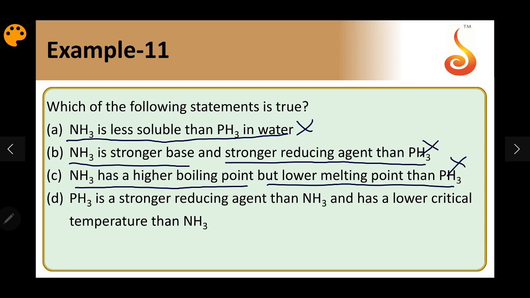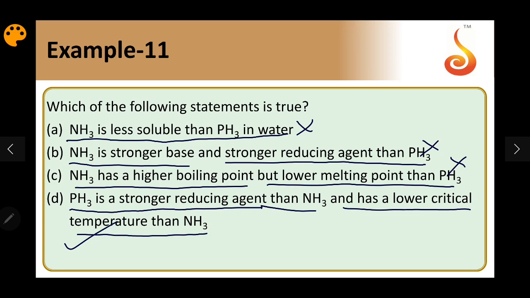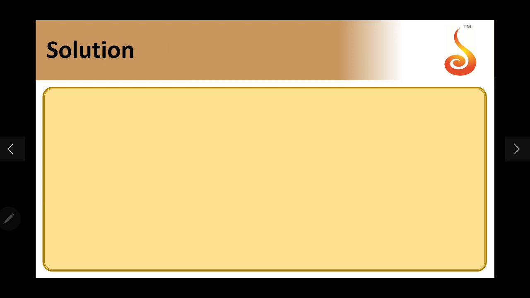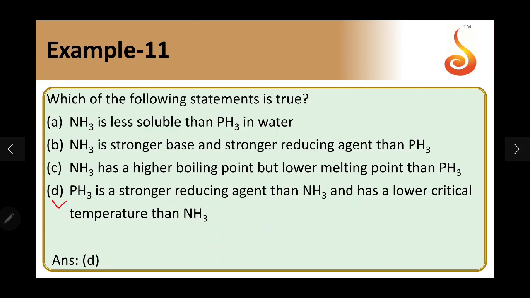In case of D, PH3 is a stronger reducing agent than ammonia and has a lower critical temperature than NH3. NH3 intermolecular forces are strong. NH3 can be quite easily liquefied compared to PH3. As a result, the critical temperature of PH3 is less than that of NH3. So option D is the correct statement. Option D is the answer.